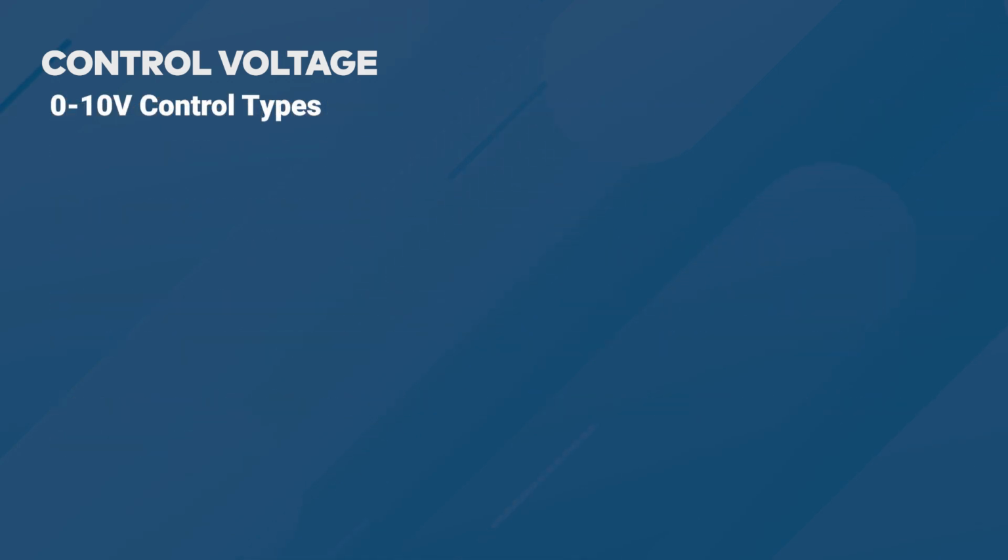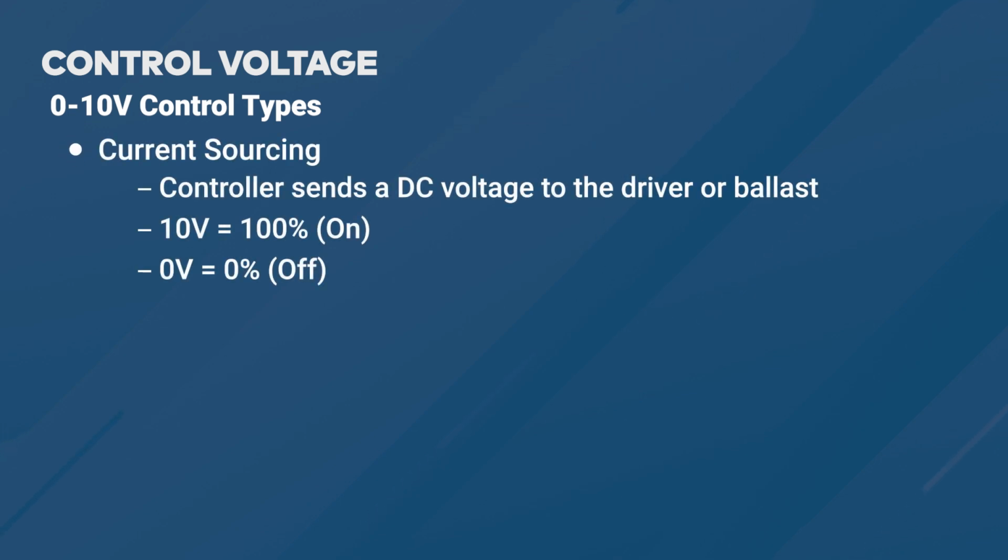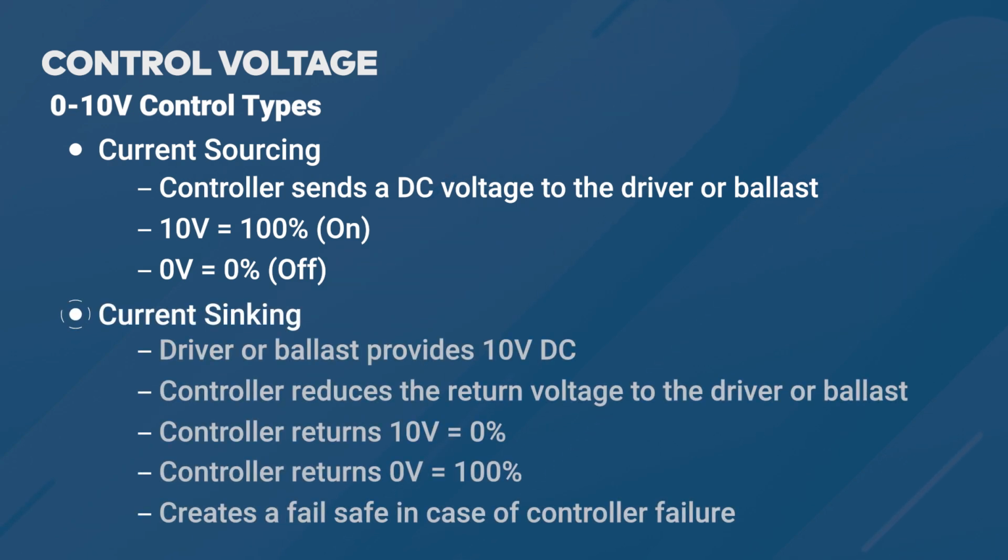There are 2 basic methods of using control voltage for light control: current sourcing and current sinking. In current sourcing, the control device will supply and send a direct current voltage to the device. In our example, sending 10 volts will cause the fixture to output at its brightest, and 0 volts will cause it to be at its darkest. Although effective, if the control wires are damaged, the fixture will appear not to illuminate. If the fixture uses current sinking, however, the fixture itself creates the DC voltage, and the control device only has to alter this voltage.